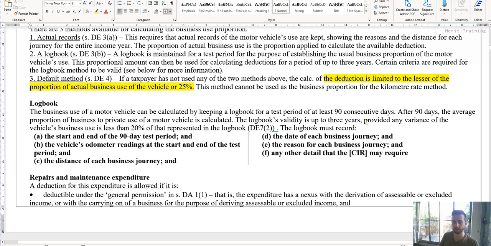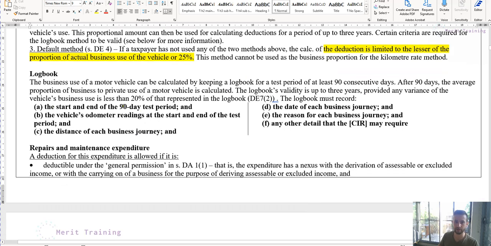So these are the key things that the logbook must record. It must record the start and end of the test period, the odometer readings at the start and end, the distance of each journey, the date of each journey, the reason for the journey, and any other detail that you may be required to provide.